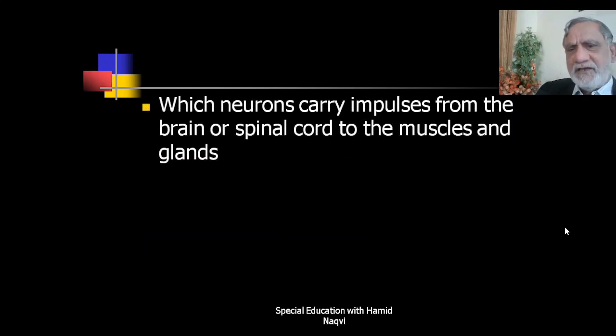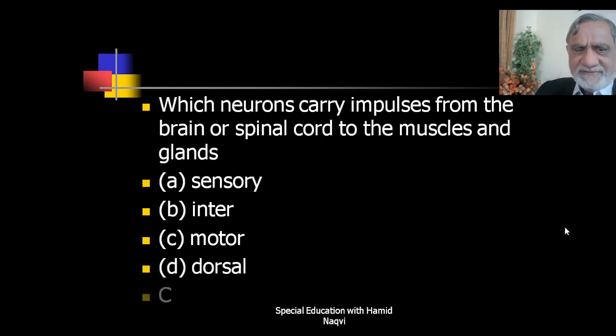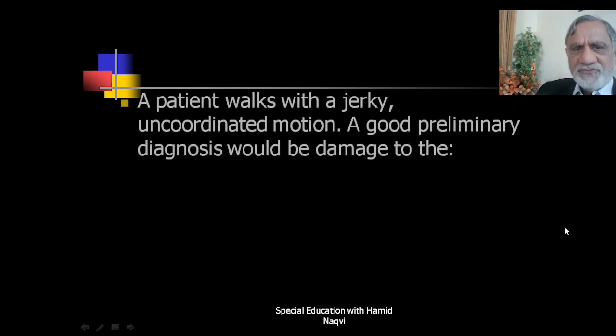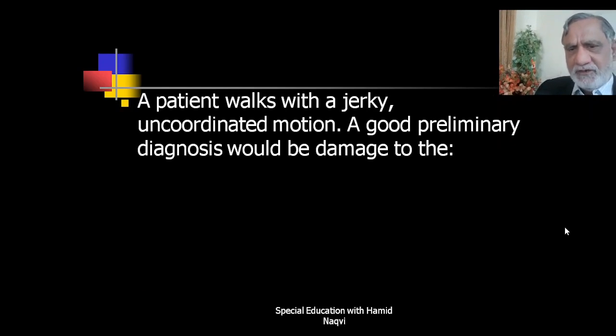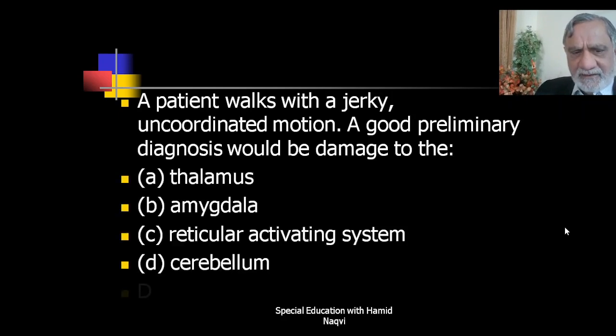Which neurons carry impulses from the brain or spinal cord to the muscles and glands? Sensory, inter, motor, or dorsal? Correct one is C, that is motor. A patient walks with a jerky, uncoordinated motion. A good preliminary diagnosis would be damage to which part? Correct one is cerebellum.